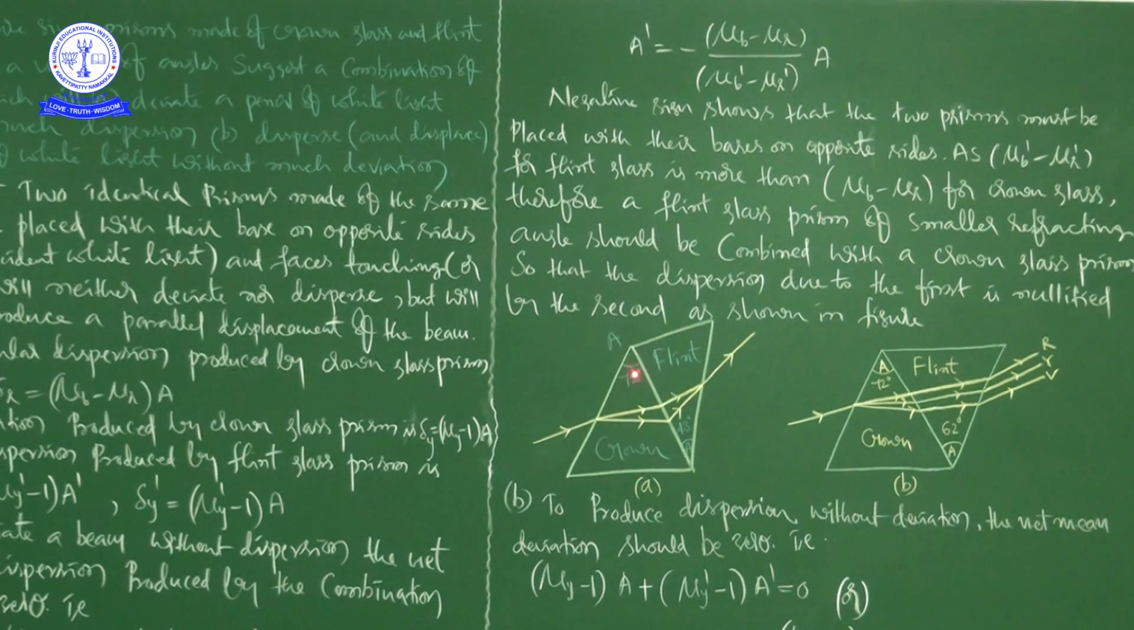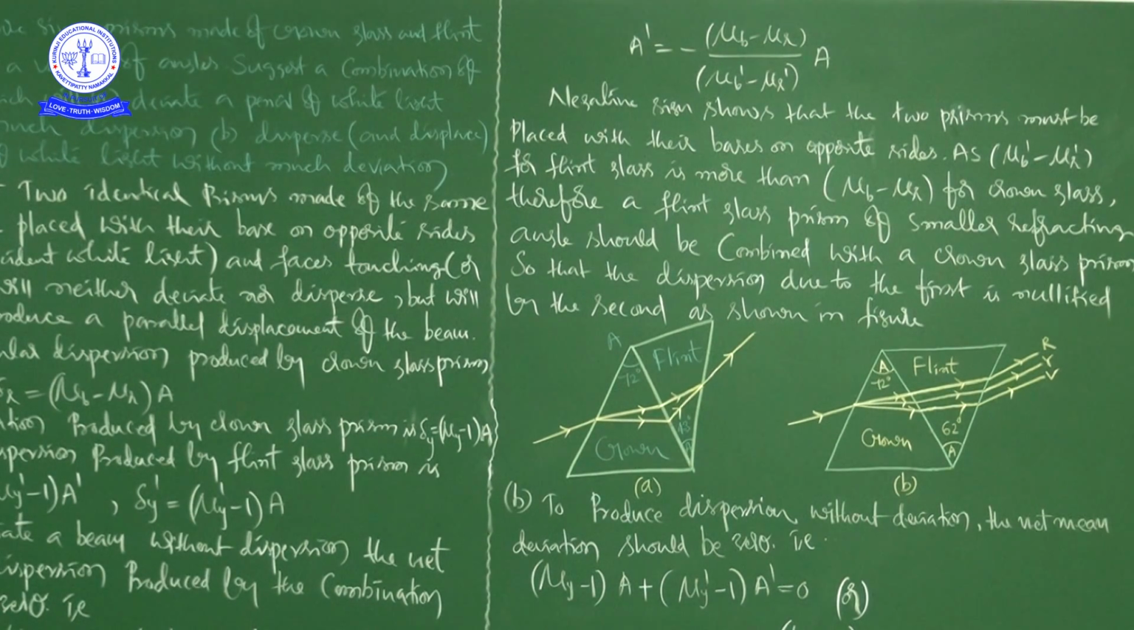See, what is this here? 72 degrees. What is here? 43 degrees. What is this? Crown glass. What is this? Flint glass, right? So finally what are we getting? Deviation without much dispersion, right? This is the incident ray, so it is deviated, but there is no dispersion.